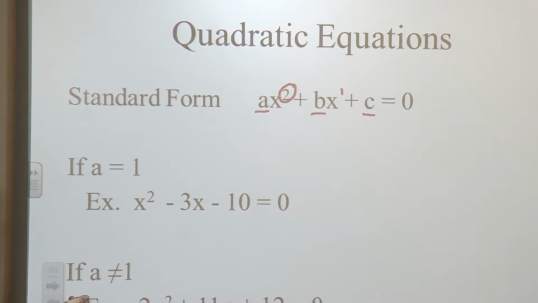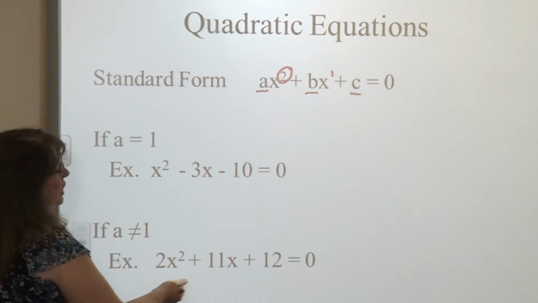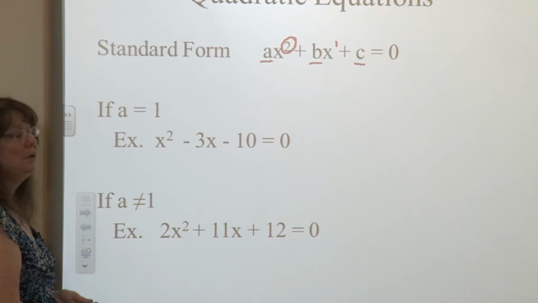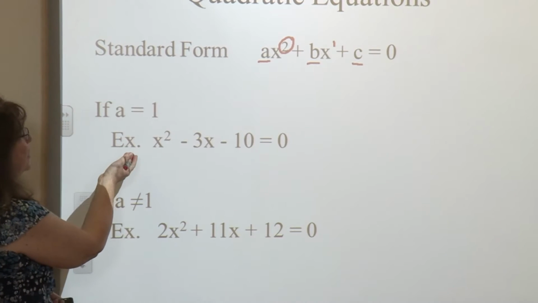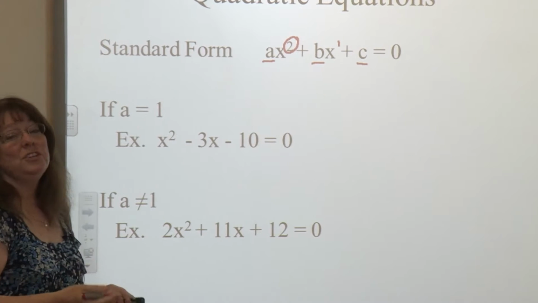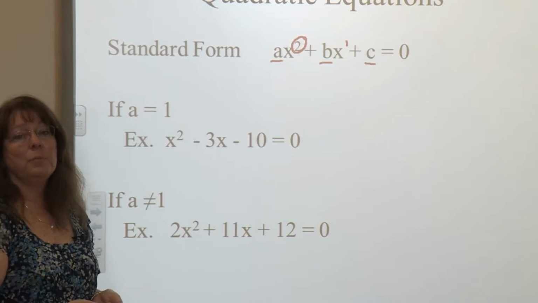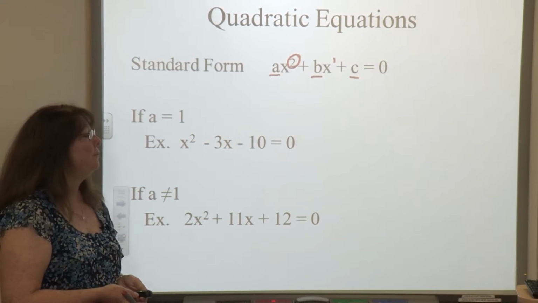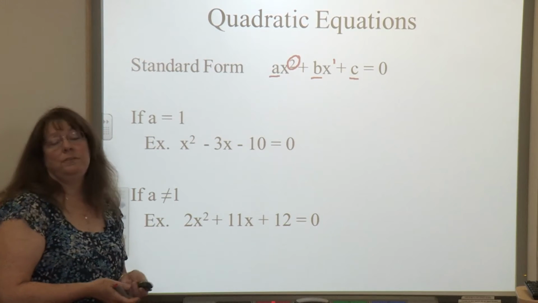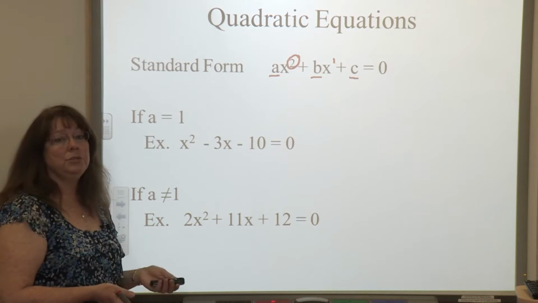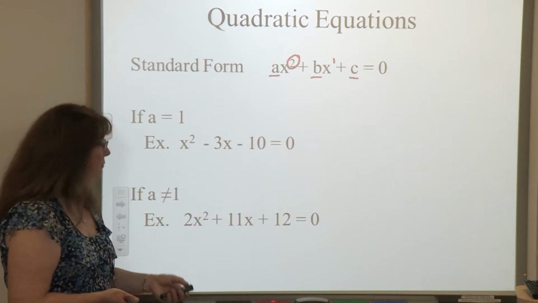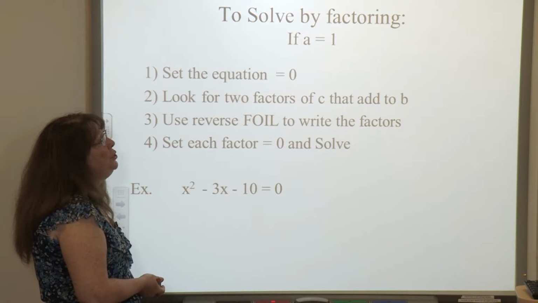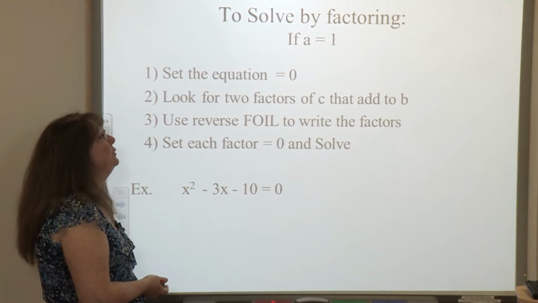But if a does not equal 1, you might see a quadratic equation that looks like this: 2x squared plus 11x plus 12 equals 0. It's easier to factor them if a equals 1. Often you're going to see that on the GRE. They'll have a lot of them where maybe just the x squared term is by itself without any coefficient or number in front. But you may run across a few, or see them set up in some word problems, where you do have a value in front of the x squared. So let's take a look first at how to solve things using factoring if a equals 1.